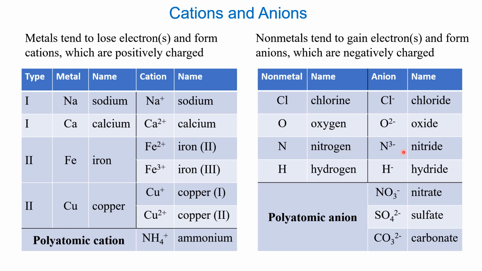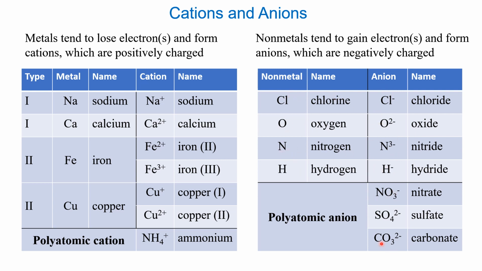Nitrogen, when it forms the monoatomic anion, will have 3 negative charge. So the charge formed is based on the octet rule. Okay, so the name will change to nitride. Hydrogen, if it forms the anion, when it receives 1 more electron, that's called hydride. Follow the same rule. Now, that's all monoatomic anions.